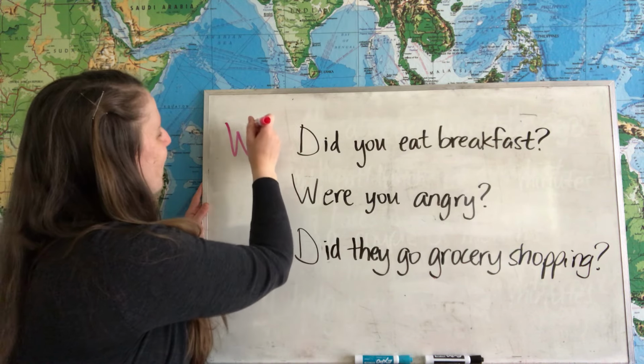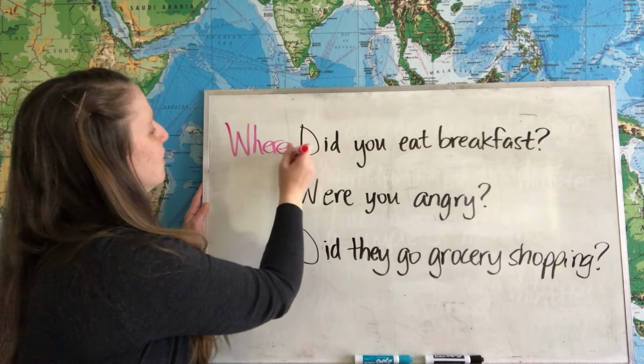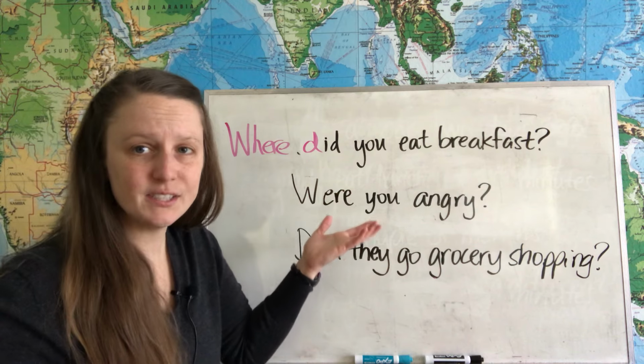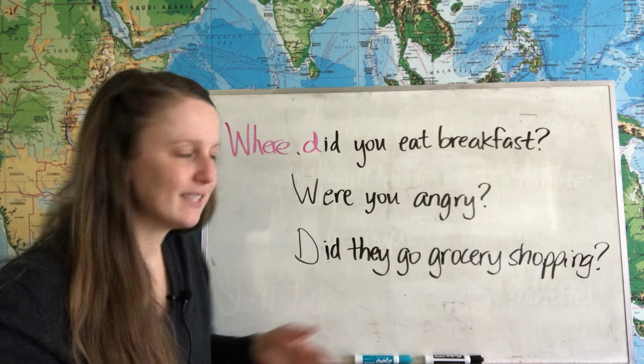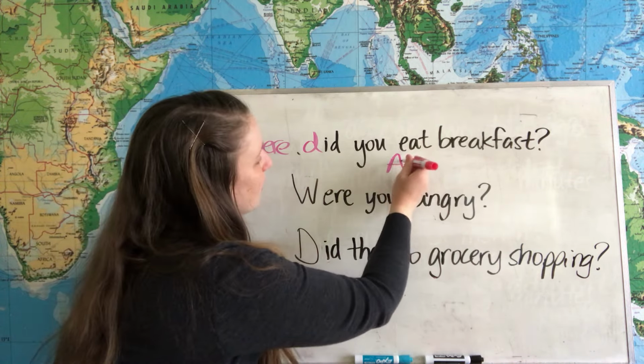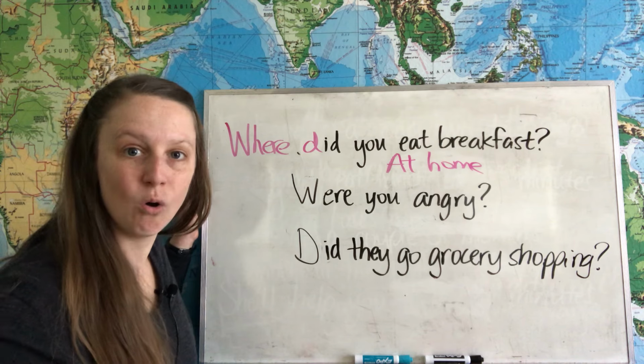We just add where at the beginning of the question. And of course, we'll change our capital D to lowercase. Where did you eat breakfast? And the answer to this question will be a place. So I might say at home, or I ate breakfast at home.